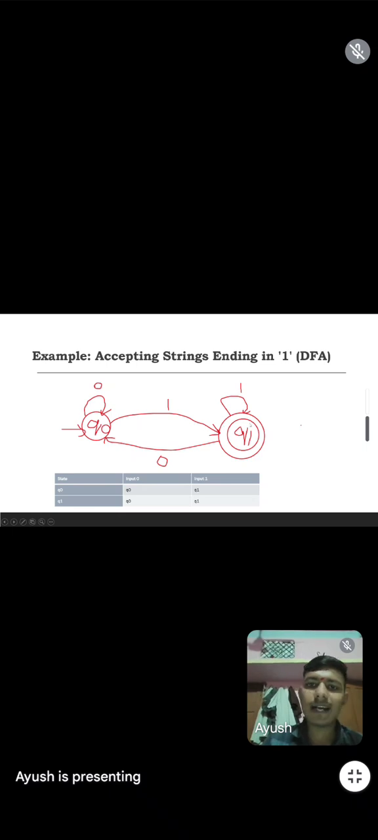Let's take another example, 011. So for 0, it will remain on the Q0 state. Then for 1 it will move to Q1, and on Q1 the input 1 keeps it on Q1, so it is on the final state.